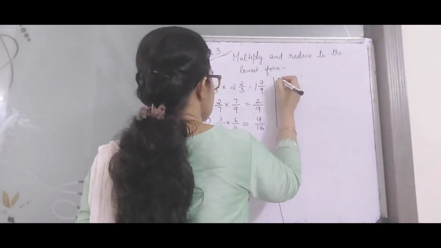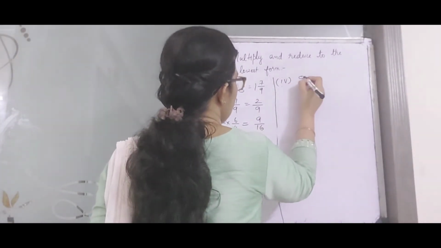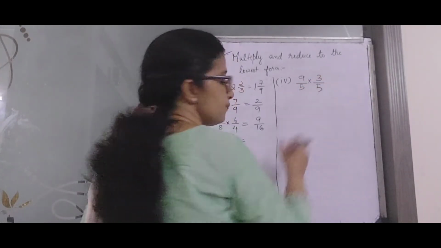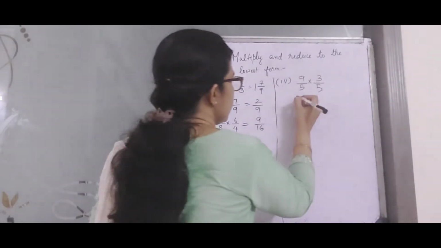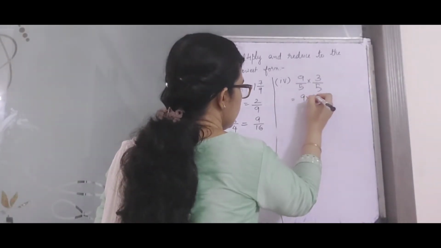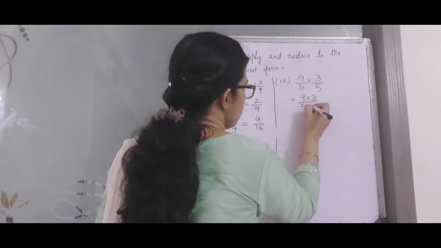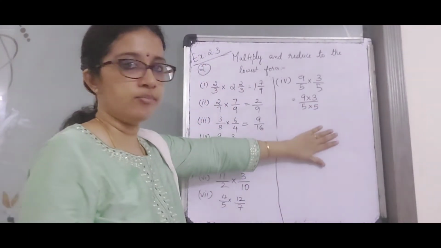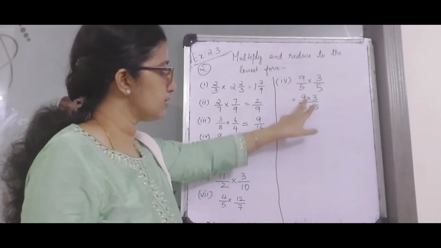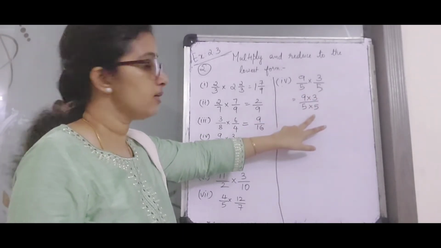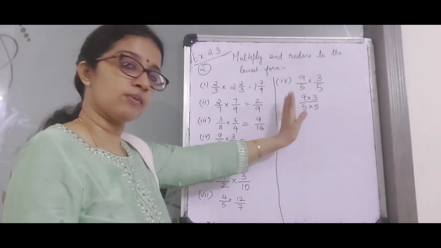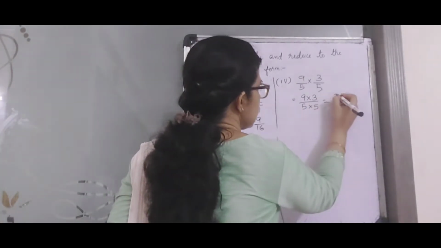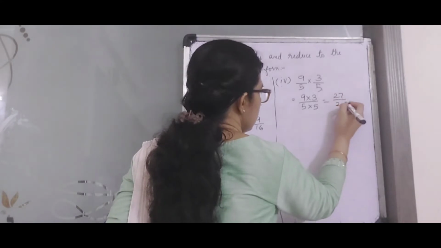Fourth question is 9 by 5 into 3 by 5. Okay. So this can be written as 9 into 3 divided by 5 into 5. Okay. Here we cannot cancel anything, right? Because this 5 and this 5, they don't have any common factor, right? So we cannot cancel anything. So let's multiply and write it as it is. So 9 into 3 is 27 divided by 25.